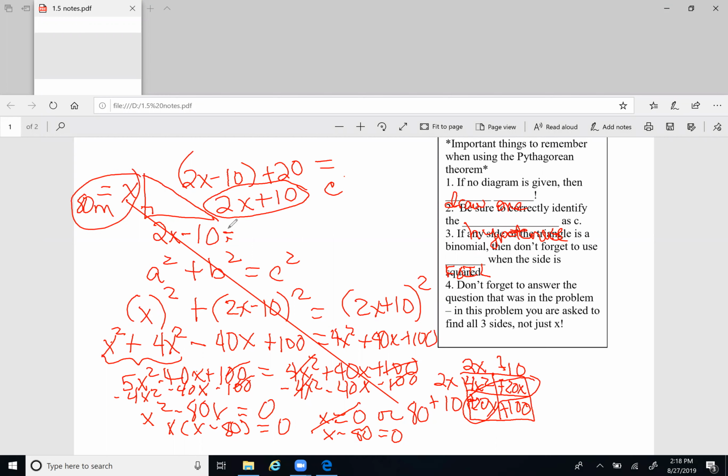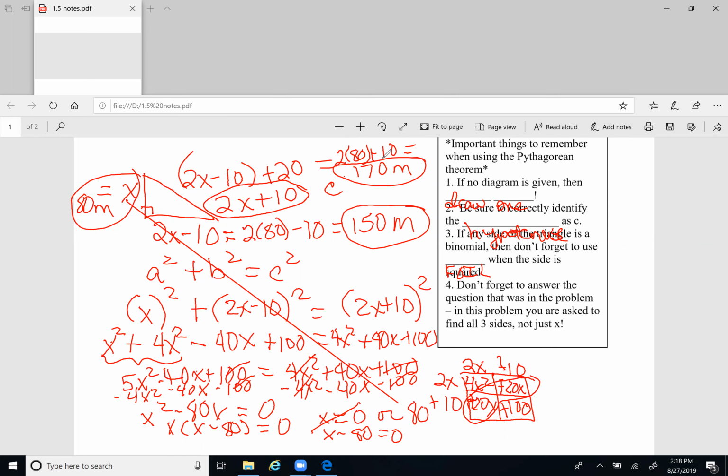The longer side, or the longer leg, is 2 times 80 minus 10. And 2 times 80 is 160. 160 minus 10 is 150 meters. And our hypotenuse would be 2 times 80 plus 10. So that's going to be 170 meters. So you want to be sure that you have answered the question that you were asked, and you give all of the solutions that are required.